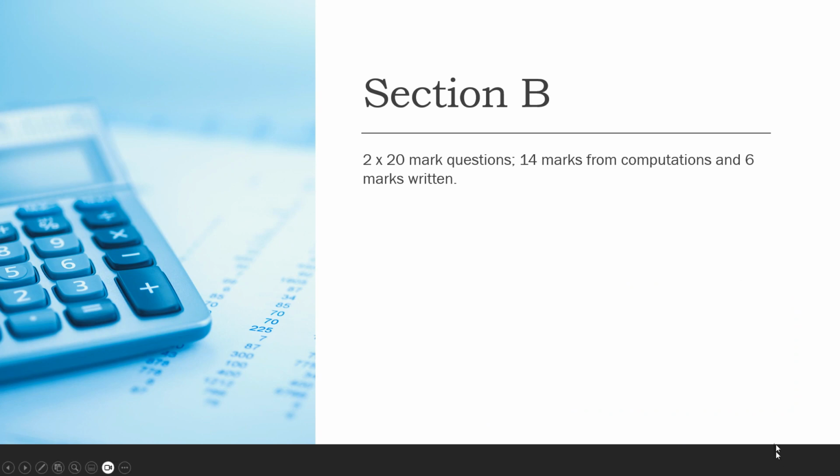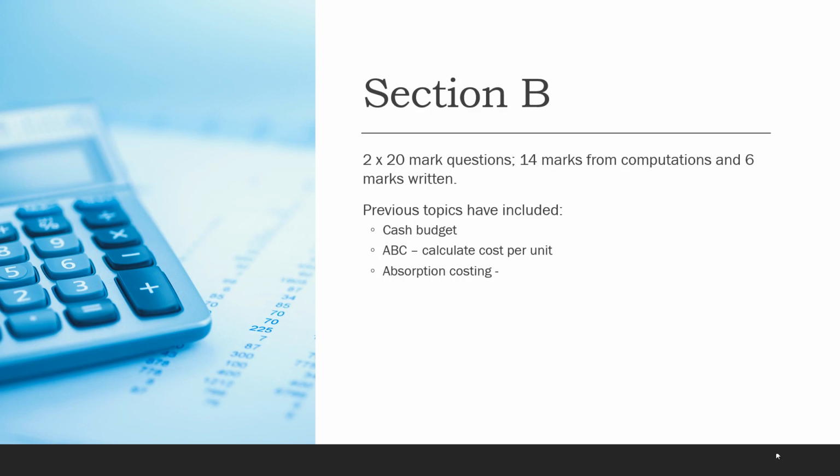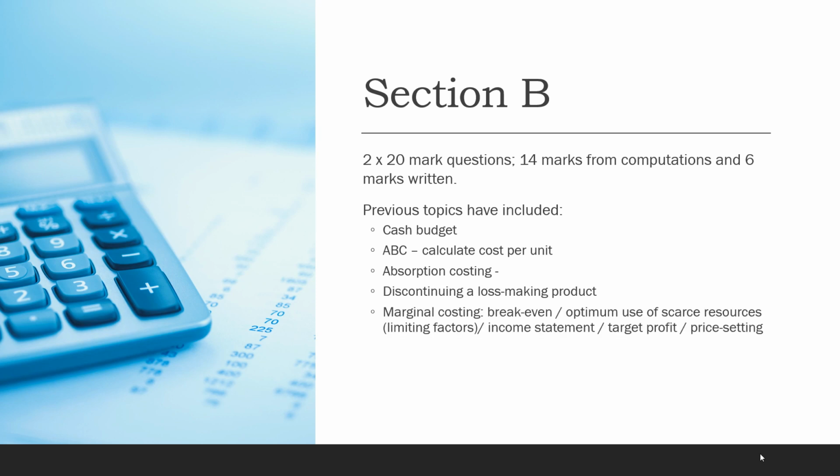So previous topics in section B have included cash budgets, obviously a more involved one than would have appeared in section A. Activity-based costing in order to calculate cost per unit. Absorption costing has appeared in there. Discontinuing a loss-making product, so that's part of marginal costing, whether or not we should continue making something. And then other marginal costing topics there: break-even, optimum use of scarce resources, so limiting factors, an income statement based on marginal costing, calculations for target profit, and price setting. So quite a lot of marginal costing has appeared in section B over the years.